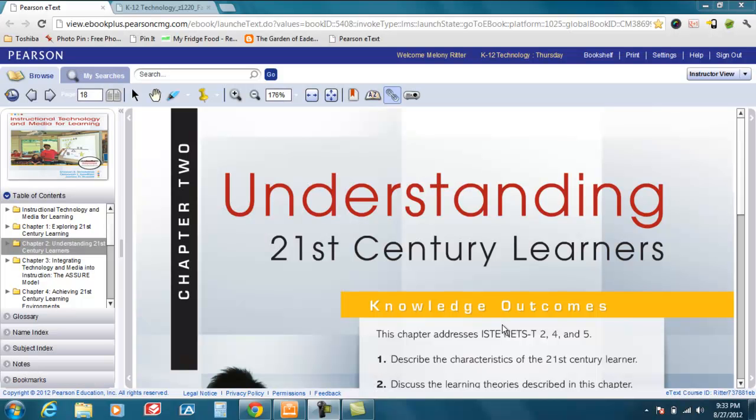Welcome to Chapter 2, Understanding 21st Century Learners. In Chapter 2, we're going to describe the characteristics of the 21st century learner, discuss the learning theories, list principles of effective instruction, and talk about those principles and the technology and media that can be utilized. We are going to discuss the concept of text literacy and compare and contrast the advantages and limitations of integrating text into learning.